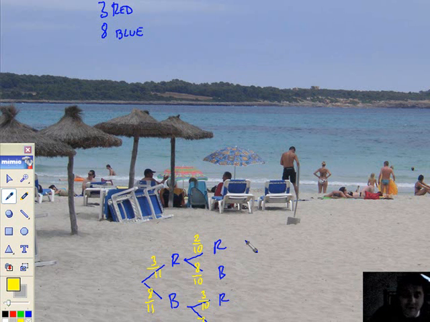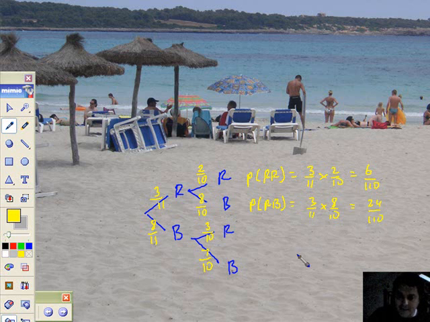So without even having to read the question, let's just work out some probabilities and then relate them to the question later on. So red followed by red, 3/11 multiplied by 2/10, 6 over 110. Probability of going red followed by blue is going to be 3/11 multiplied by 8/10. That's going to be 24 over 110.